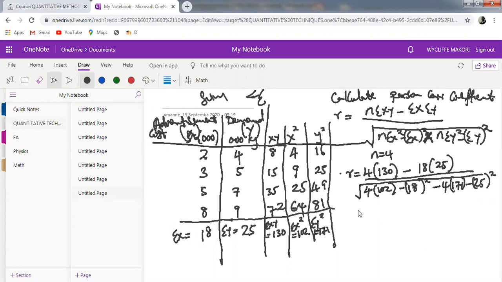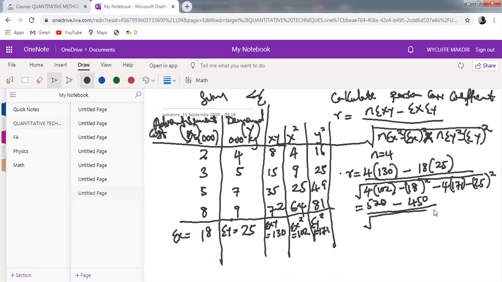So you are going to find your answer being 4 times 130, which is coming to 520, minus 18 times 25, which is 450, over 4 times 102, which is 408.